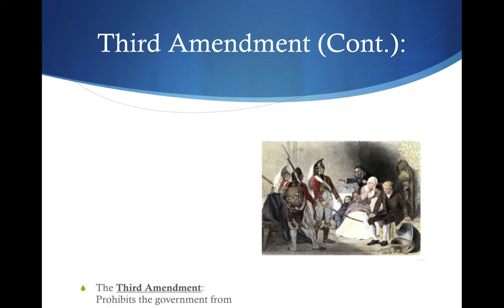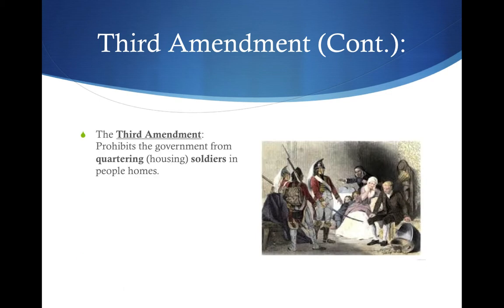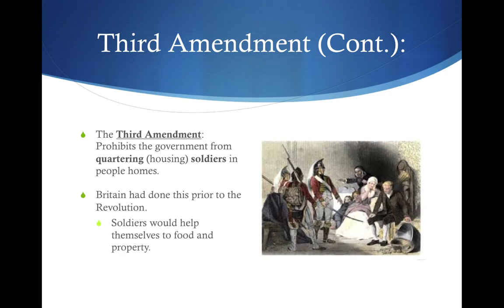Third Amendment. The Third Amendment prohibits the government from quartering or housing soldiers in people's homes. Britain had done this prior to the Revolution, and soldiers would help themselves to food and property. Not a pleasant situation.